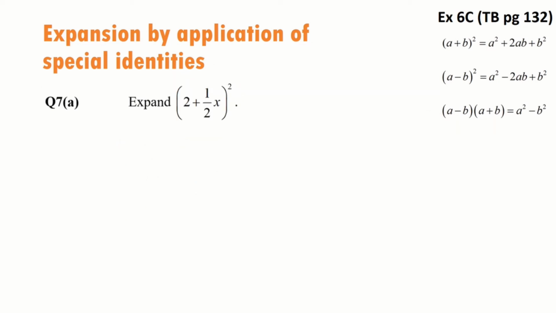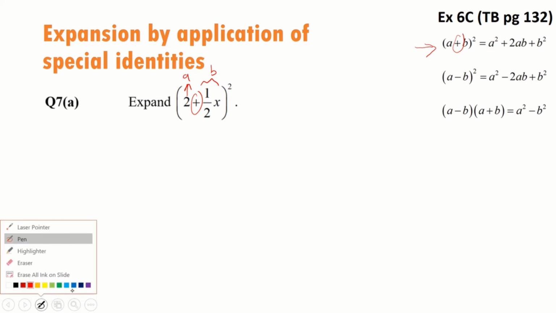Looking at 7a now, I noticed that many of you can't seem to do the question when it comes to fractions. Don't be fearful of fractions. A fraction is no different from any other number. Likewise, the process is always to understand which identity to use and then what the A and B to recognize are. So the identity to use should be the first one, because there's a plus here and there's a plus here. And then the A should actually be 2 and the B is half x.